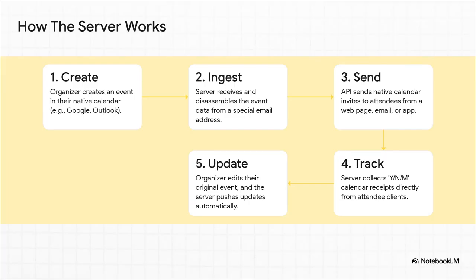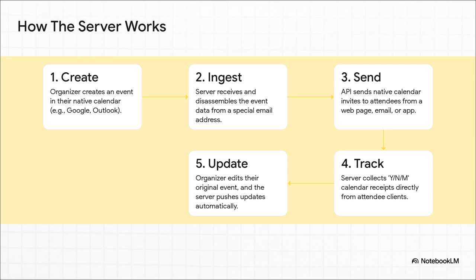Okay, here's the play-by-play. First, an organizer just creates an event in their normal calendar, like Google or Outlook. The only difference is they invite one special email address, which is basically the server's inbox. The server then ingests that event and breaks it down. From there, the API can send it out to literally thousands of people. Then, the server just sits back and tracks all the RSVPs as they come in.